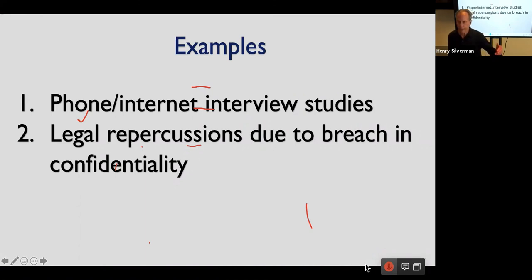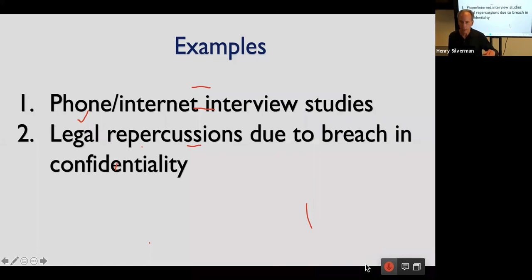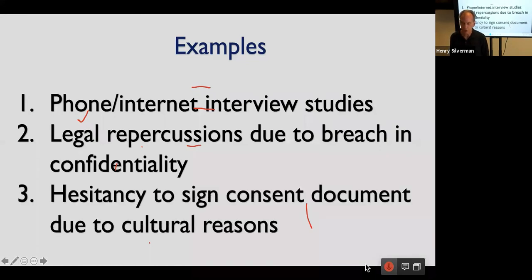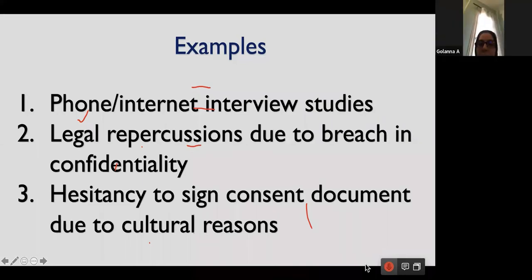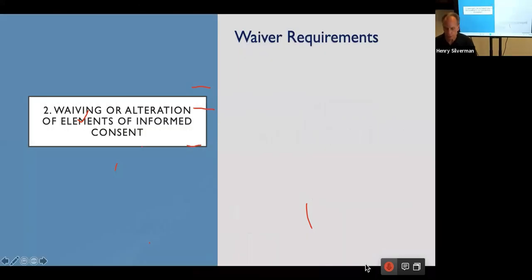Also, if having the signature is the only way to identify the participant, and there may be great legal repercussions due to a breach in confidentiality. And also, people are hesitant to sign documents, and that occurs in many cultures.